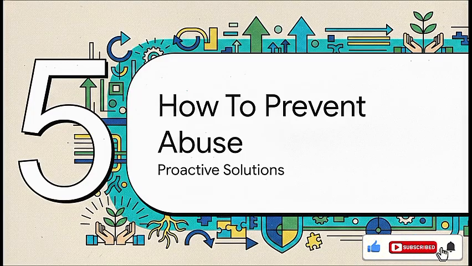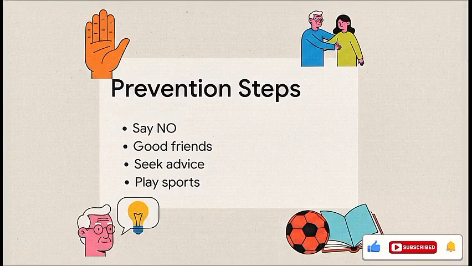Let's pivot to Section 5, How to Prevent Abuse. Let's talk about some proactive solutions. The good news is you absolutely have the power to protect yourself. Think of these prevention steps as your personal armor. First and foremost, just firmly say no to drugs.